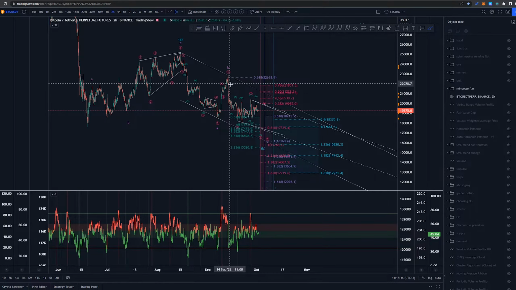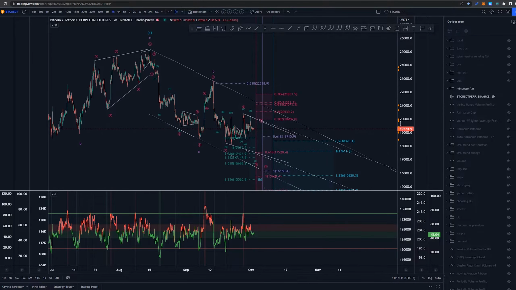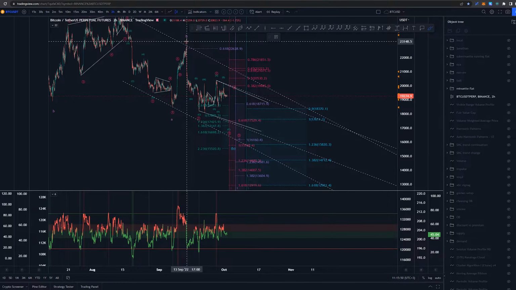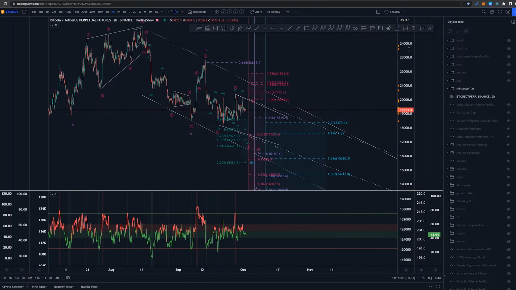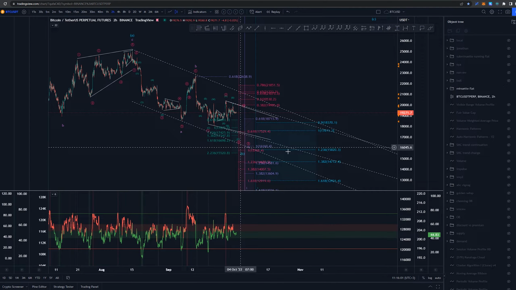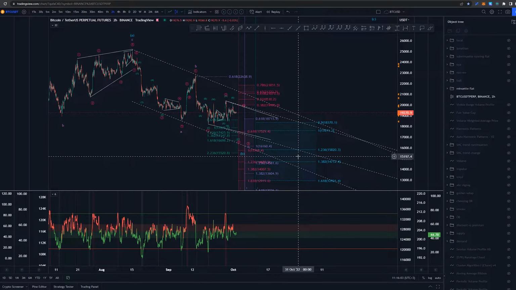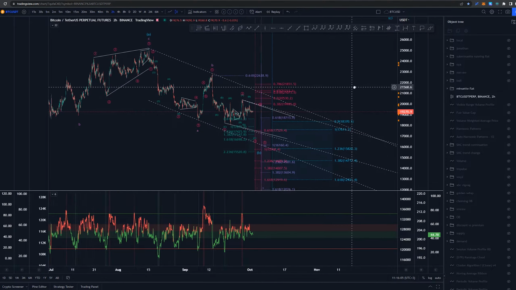However, as we are expecting a diagonal here on the C wave as well, currently I don't think that it would make any kind of sense even to track it beyond the 1.382. So that is not very likely for us to track even that low with this count.